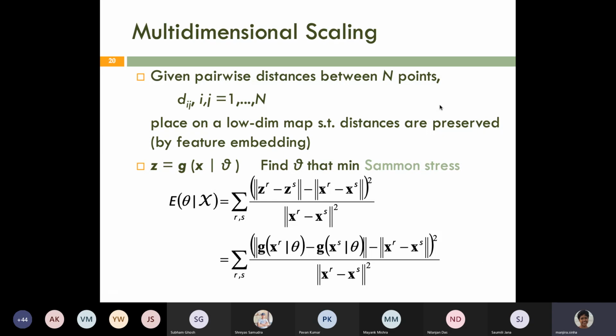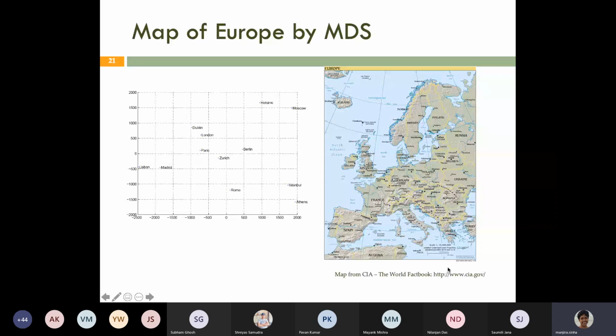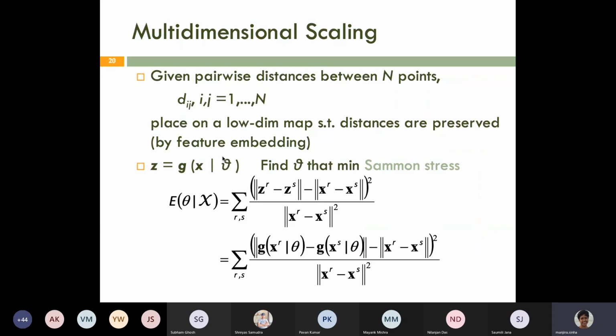The idea is that even if I am projecting from the earth, a spherical map space, to a Cartesian space, the pairwise distances between the points should be preserved. So in the original space, how close Moscow is to Helsinki should also be preserved in my two-dimensional Cartesian space. This is the whole idea of multidimensional scaling: given pairwise distances between n points, d_ij, where i and j represent two distinct points and d is the distance between them, we need to place them on a lower dimensional map such that the distances are preserved.